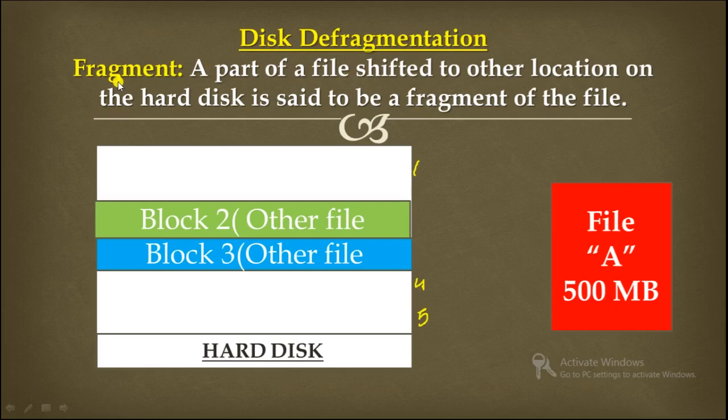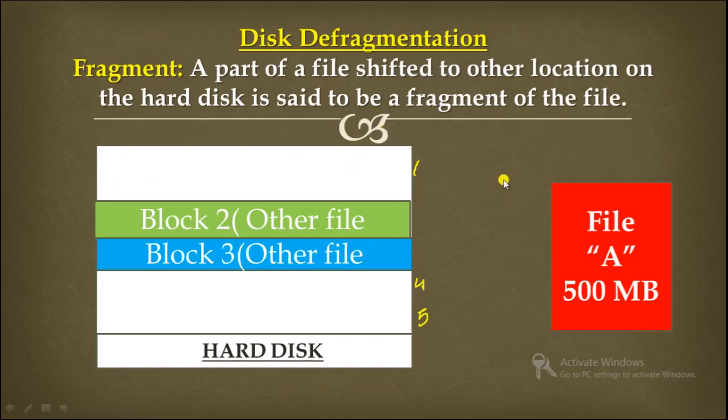First we need to understand fragment. A fragment of a file is a part of a file shifted to another location on the hard disk, not in one location but in different locations. Let's see an example and try to understand the concept.